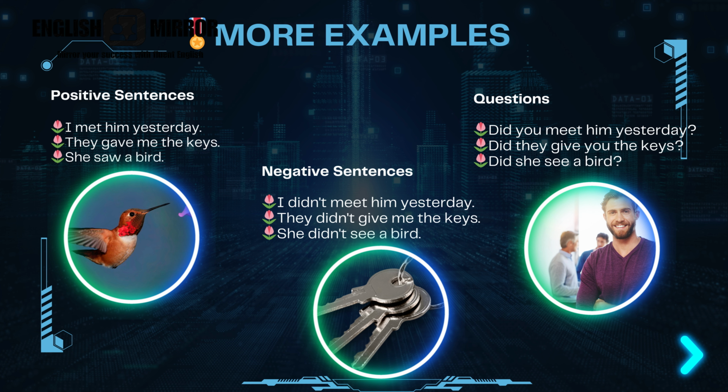And in the case of questions, how will we do? Did you meet him yesterday? Did is the usage, you is the subject and meet is the V1 form of the verb. And the next question, did they give you the keys? Did is the usage, they is the subject and give is the verb. And the next example here is, did she see a bird? Did is the usage, she is the subject and see is the verb's first form. These are the examples here.